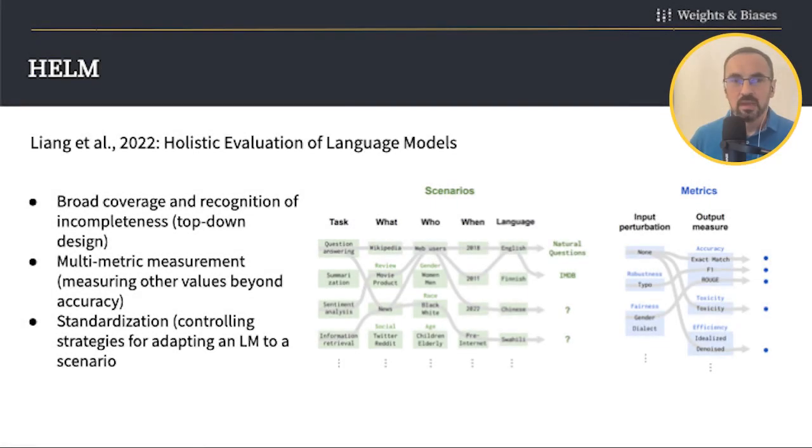So moving on to HELM, this benchmark stands for Holistic Evaluation of Language Models. It was developed by Percy Liang and his team in 2022, last year. And there are several reasons why it actually stands out as a very comprehensive way of assessing language models. It was designed top-down to ensure broad coverage, and that also means it recognizes that there are certain areas in which it is incomplete.